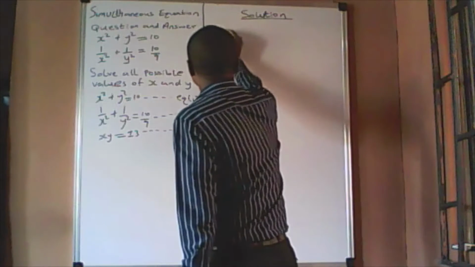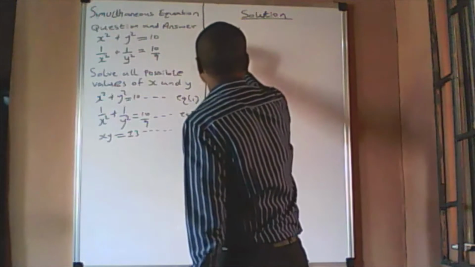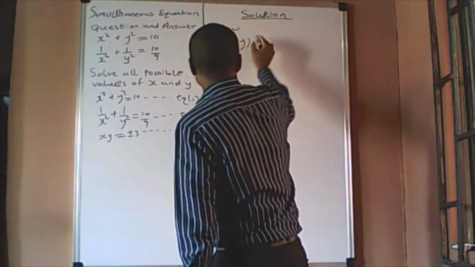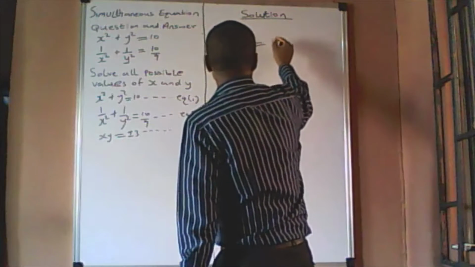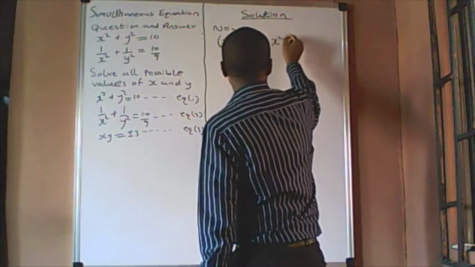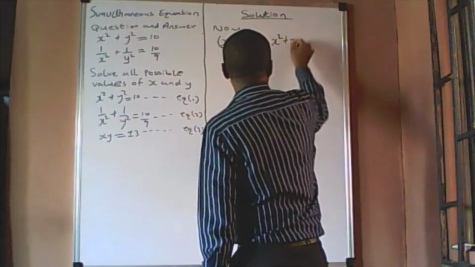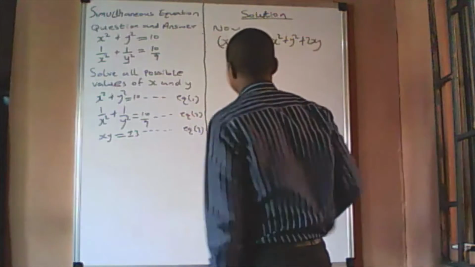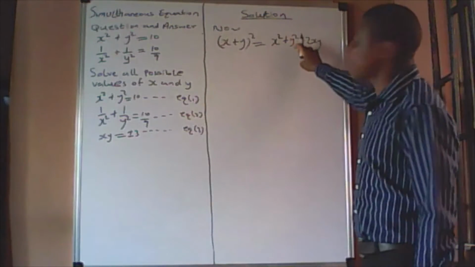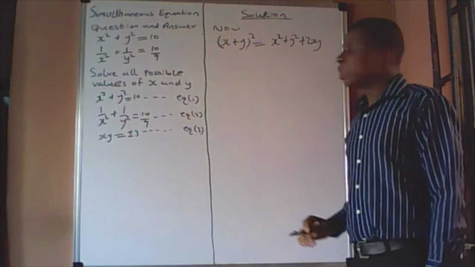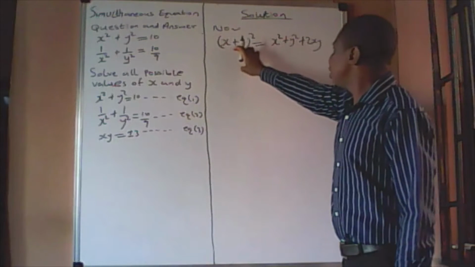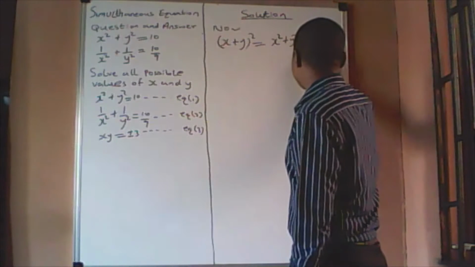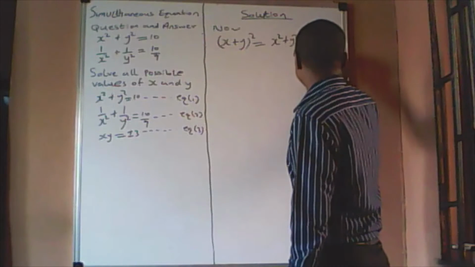Now, x plus y all in parentheses squared is equal to x squared plus y squared plus 2xy. This statement is a true statement. You call it lemma 1.